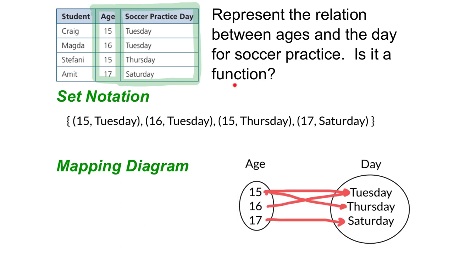Now, is this relation a function? Remember the definition of a function. Each value of one variable has only one corresponding value in the other. For every input, there's one output. Well, it's most clearly represented in the mapping diagram here. We can see that when the age is 15, there's two arrows coming off of that. There's more than one day for practice if you are 15 years old, either Tuesday or Thursday. So because this input has more than one output, we would say this is not a function.